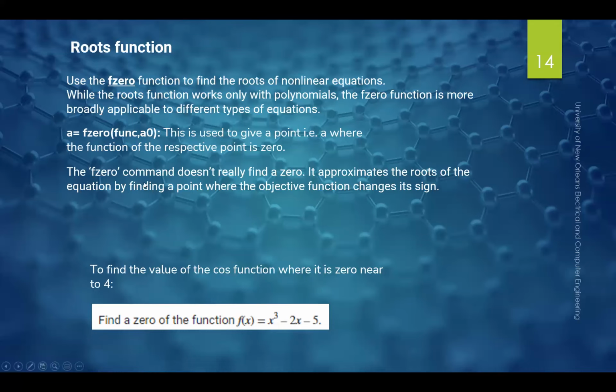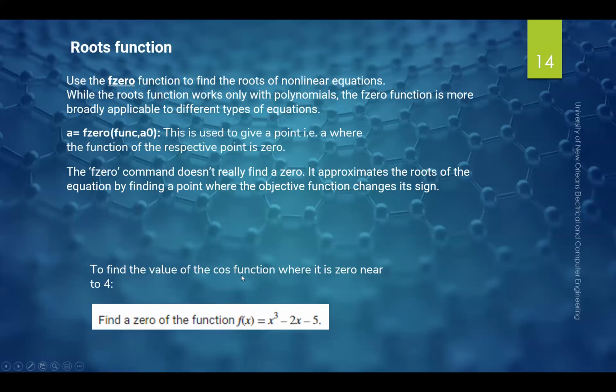So it's important to understand that the fzero command doesn't really find a 0. It's going to give an approximation to the 0. It approximates the roots of the equation by finding a point where the function changes sign. So it's by the change of sign that this fzero function samples the function you're giving it until it thinks it has found a zero in the function itself.